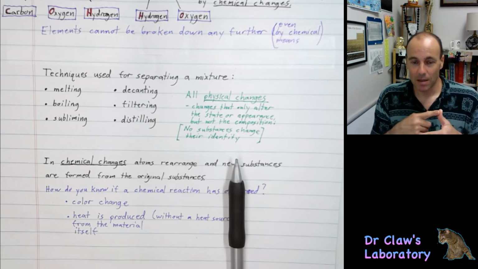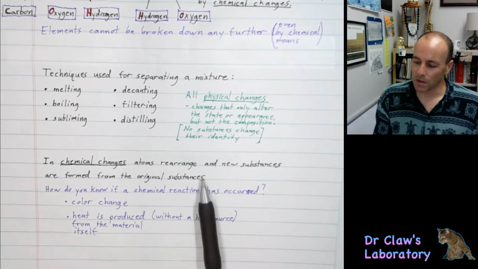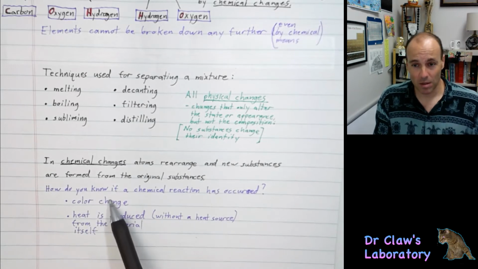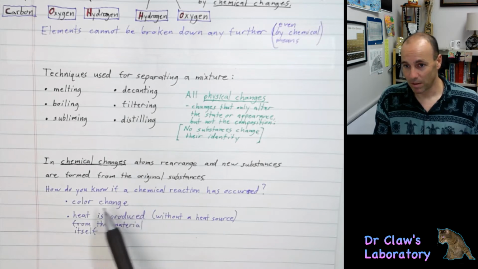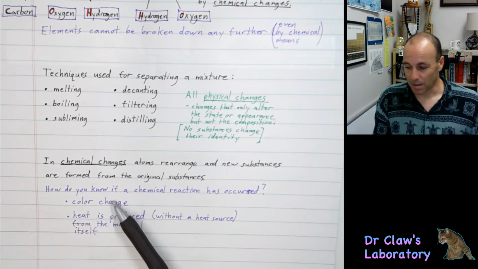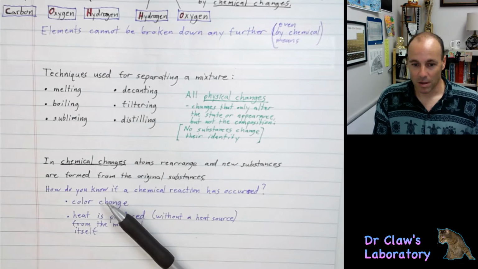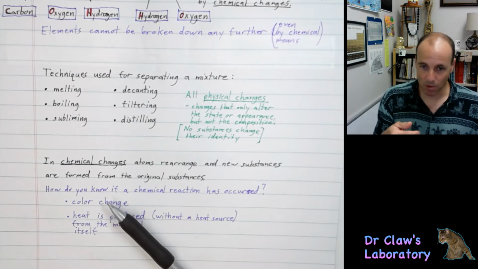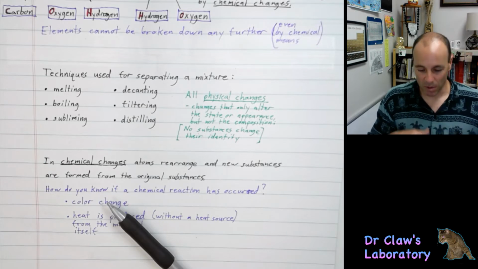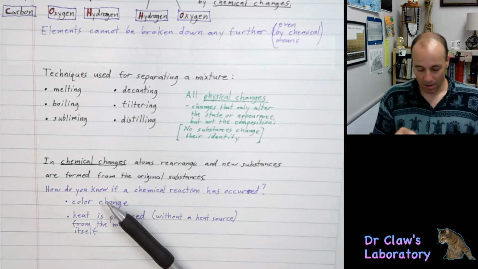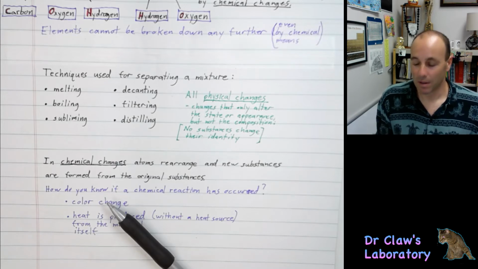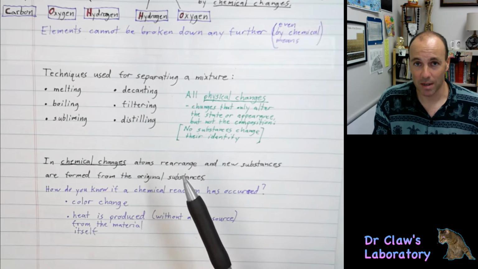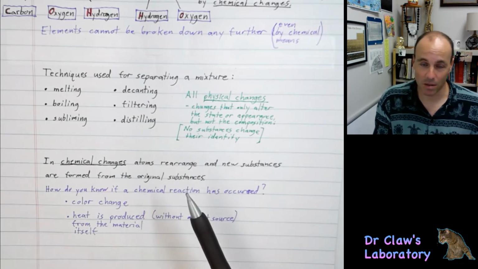Some key indications: if you see a color change, like something is red and all of a sudden it's blue. Like if you're testing the pH of an acid, and it turns the litmus paper from blue to red, a chemical reaction has taken place on the surface of that litmus paper. The substance has changed its identity. The litmus chemicals have changed their identity.